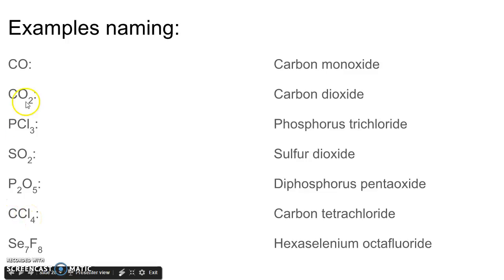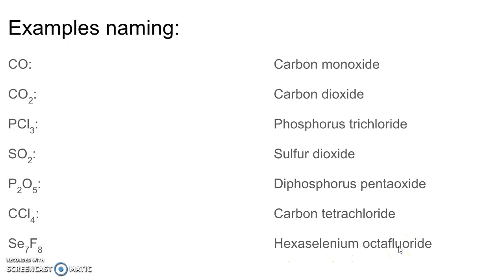CCl4. I noticed these are all binary molecular compounds, 2 elements, and they're all a nonmetal and a nonmetal. That's how you identify them. Our next one here is carbon tetrachloride. I have 4 chlorines, so that's where the tetrachloride comes from. Our next one here, I have 7 seleniums, and I have 8 fluorines. So 7 selenium is heptaselenium, and because I have 8 fluorines, that's octafluoride. So the name of this would be heptaselenium octafluoride.